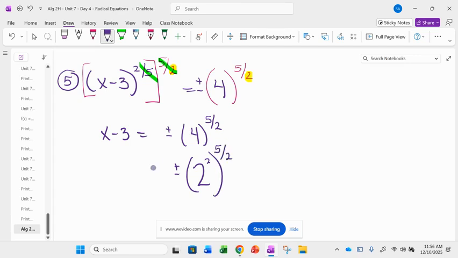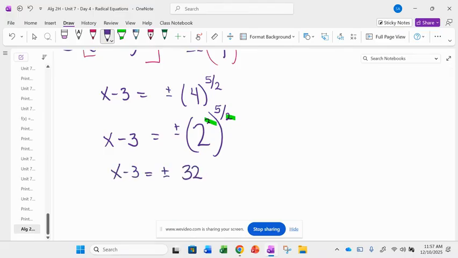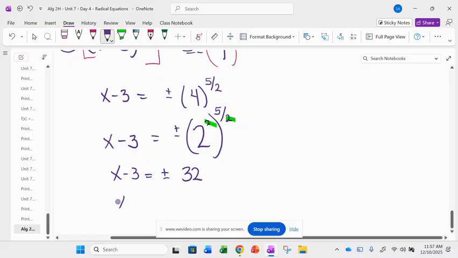Why do I encourage that? Because what does that do? Yep, it cancels out that denominator. It cancels out the radical essentially, right? So now we have x minus 3 is equal to plus or minus 32. 2 to the 5th power is 32. So now we're going to add that 3 over. So x will equal 3 plus or minus 32.